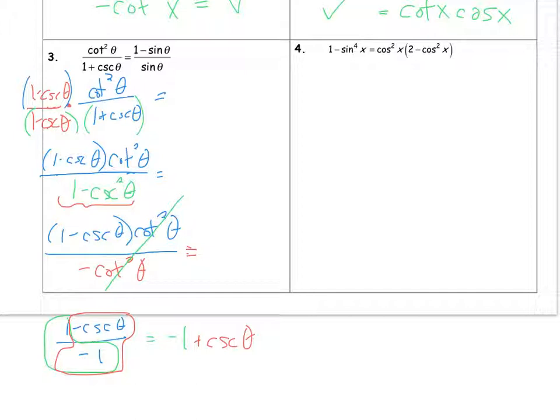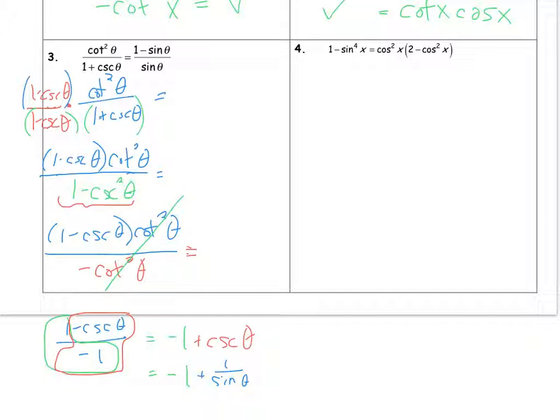Well, that doesn't seem to help me much, but remember, my whole goal here is to end up at sine. And I kind of do have sine now, because cosecant is 1 over sine. Yeah, so I have -1, and then I can rewrite the cosecant as 1 over sine theta. Cool. But it still doesn't match.